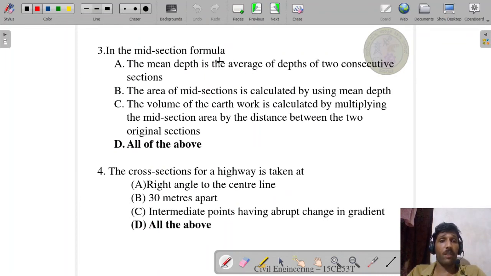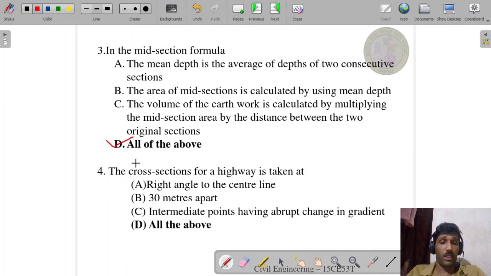In the midsection formula, the mean depth is the average of depth of two consecutive sections. The area of midsections is calculated by using mean depth. The volume of the earthwork is calculated by multiplying the midsection area by the distance between the two original sections. Then all the above, which is the correct answer? Option D is the correct answer.